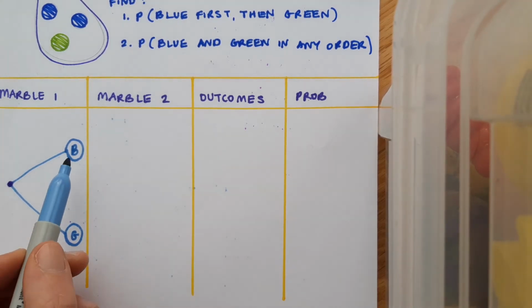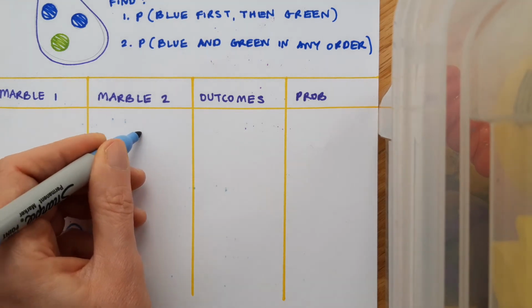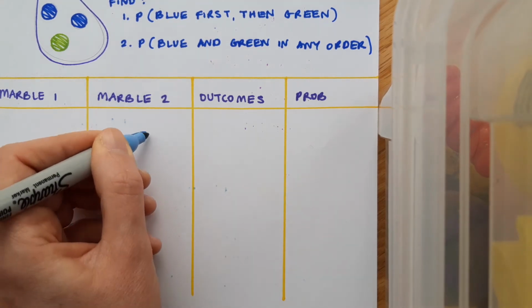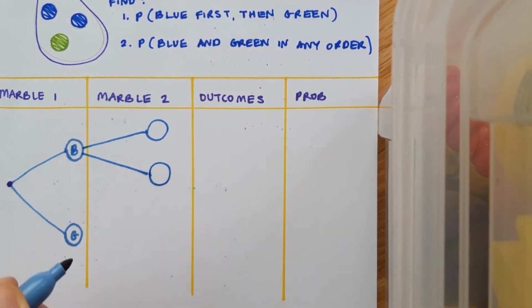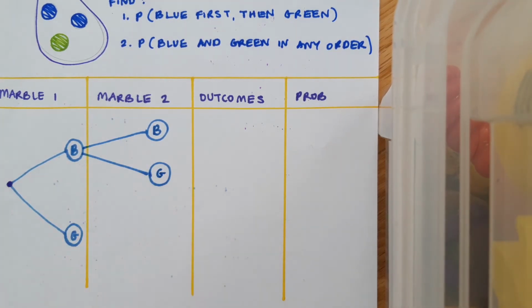Now, if I got a blue in my first marble, since I've put my marble back in, I can still get blue or green on the second marble. So again, I'll draw my two branches and put my bubbles at the end. So I could still get blue or green on the second marble. And the same is true if I got green the first time, because I've put it back into the bag. So again, I could still get blue or green the second time round. And I'm representing that by my two lines and my two bubbles.